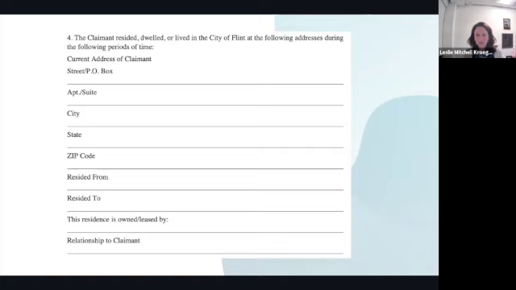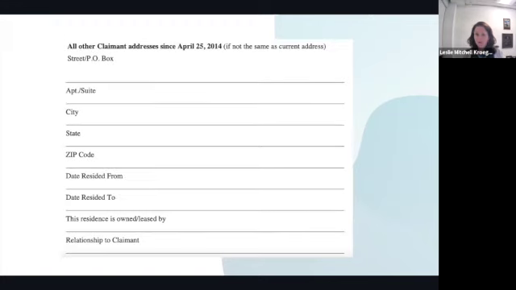If I'm filling it out on behalf of my child, I'm going to put the current address of my child, how long they've resided there. The residence is owned by, I put Leslie Kroger, and relationship to claimant, I would put parent. Right? So they want to know where's the child living? Where's the baby living? Who are they living with? Next page, Beth. All right, where else have I lived?